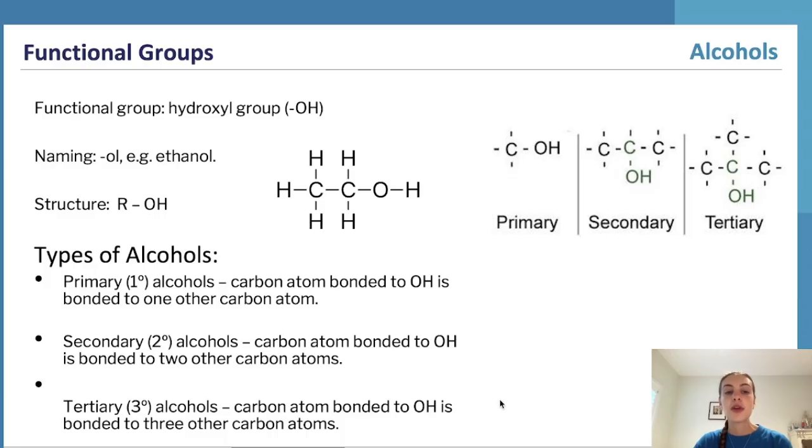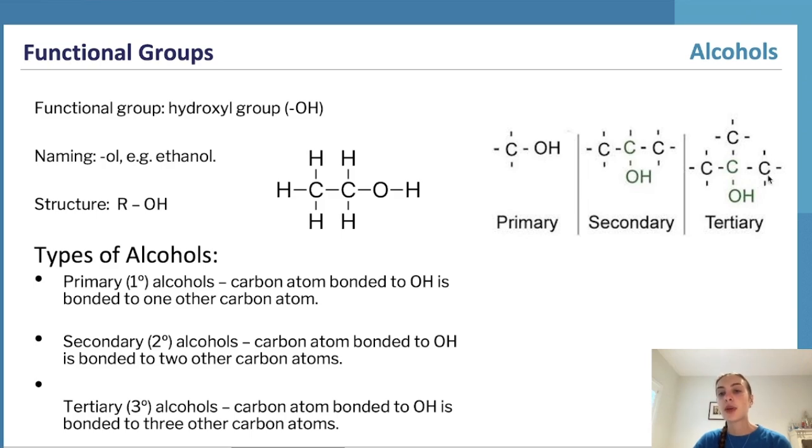Then finally, we've got tertiary alcohols. So tertiary alcohols have a carbon atom which is bonded to the hydroxyl group being bonded to 3 other carbon atoms. And so typically this will only occur if you have some kind of branch, like a methyl group or an ethyl group, on the same carbon that the hydroxyl group is bonded to.